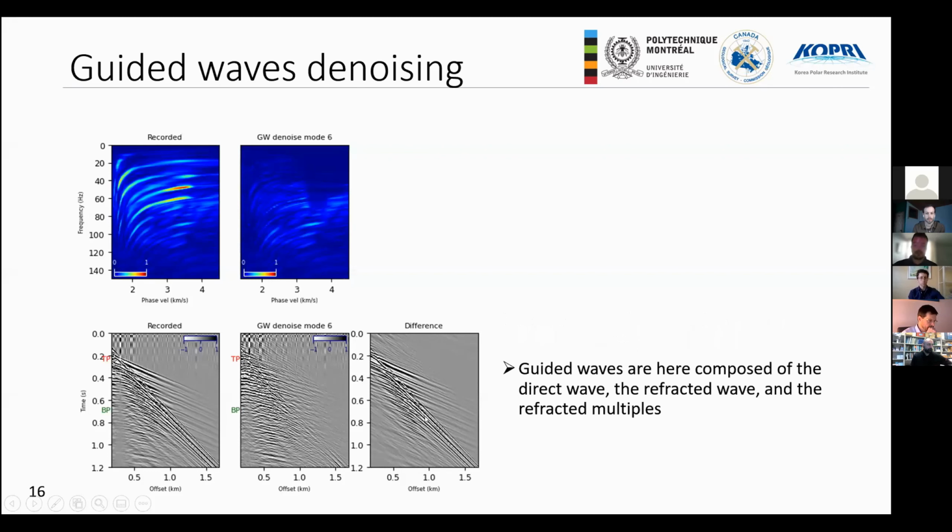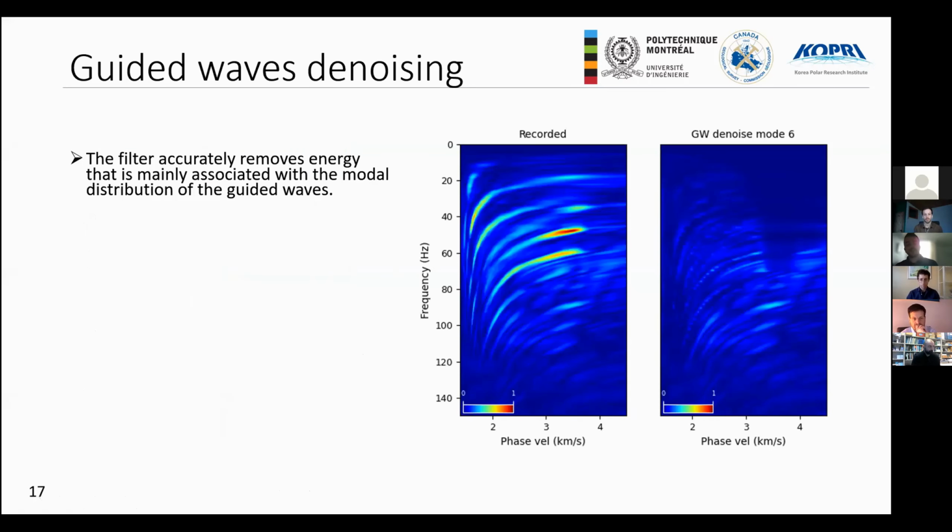After removing 6 modes, we can see in here that there is no more energy to remove associated with guided waves. And from the resulting difference, we can say that guided waves are here composed of the direct wave, the refractive wave, and the refractive multiples. And that agrees with the definition of guided waves. If we compare the resulting dispersion plots, we observe that the filter accurately removes energy that is mainly associated with the modal distribution of the guided waves.